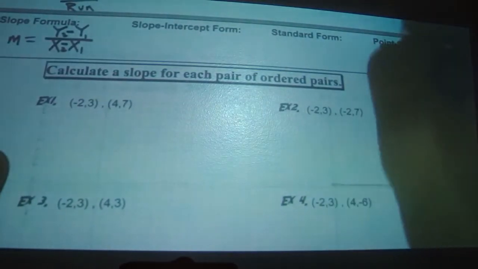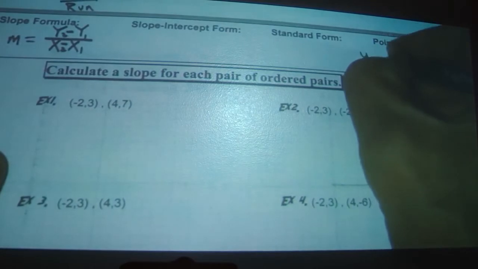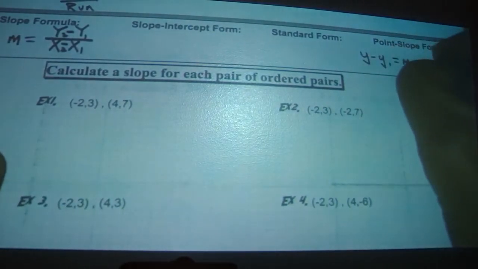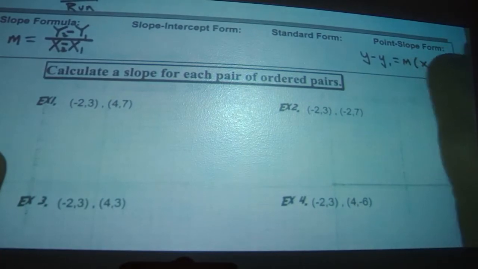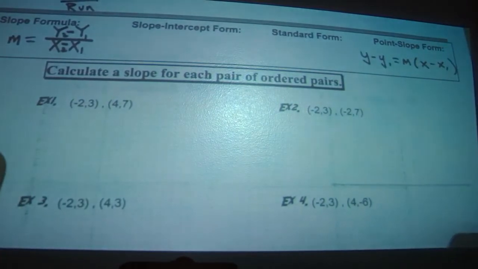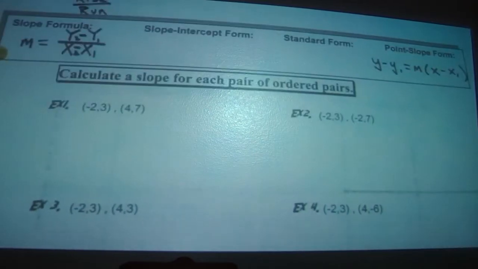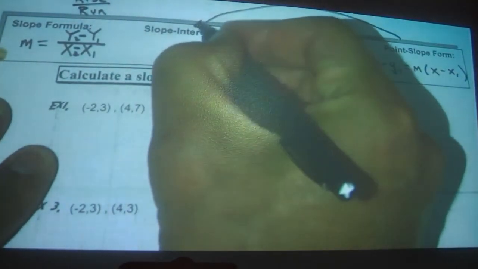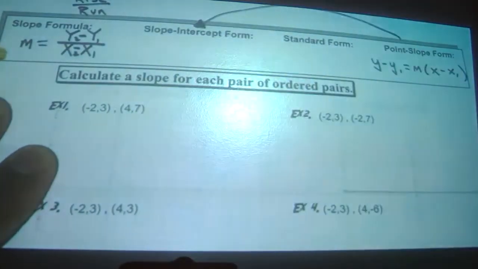So I'm going to do this one way over here. Point slope is y minus y1 equals m times the quantity x minus x1. So y minus y1 equals m times the quantity x minus x1. Point slope is awesome because all I need is a point and slope. Once I have point and slope, then I can manipulate it and put it into slope-intercept form.